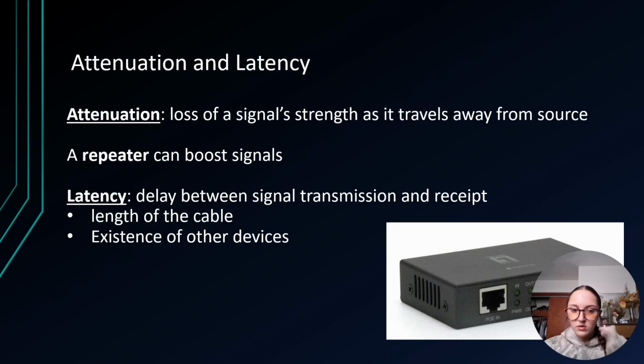And then attenuation and latency. Attenuation is the loss of signal strength as it travels away from a source, but you can use a repeater to boost these signals and to prevent attenuation. And latency is the delay between the signal transmission and receipt, and it's determined by the length of the cable and the existence of other devices.